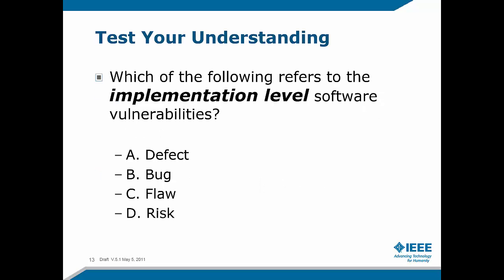Here is a question to test your understanding so far. Which of the following refers to the implementation level software vulnerabilities? A. Defect, B. Bug, C. Flaw, and D. Risk. The answer is bug, B, because bugs refer to the implementation level vulnerabilities, as we discussed earlier.